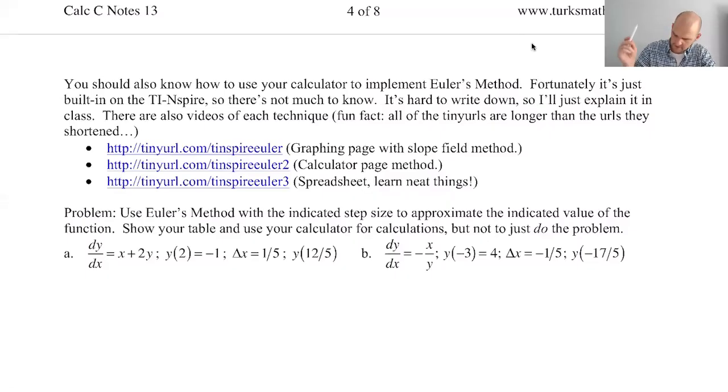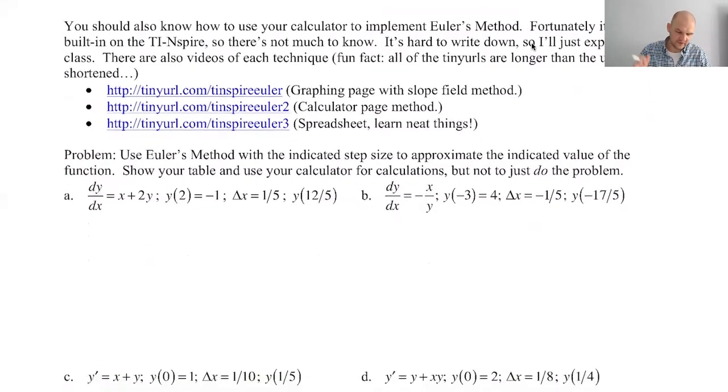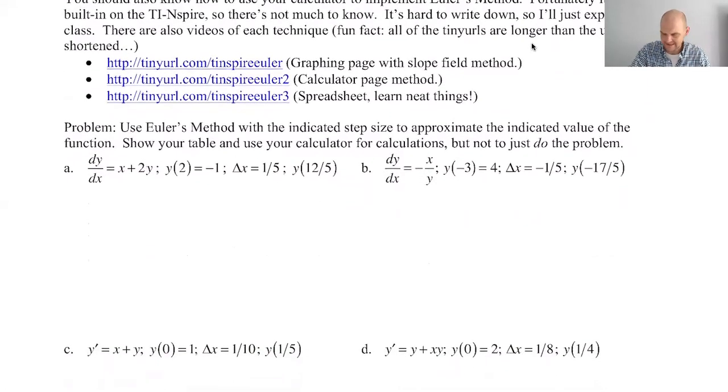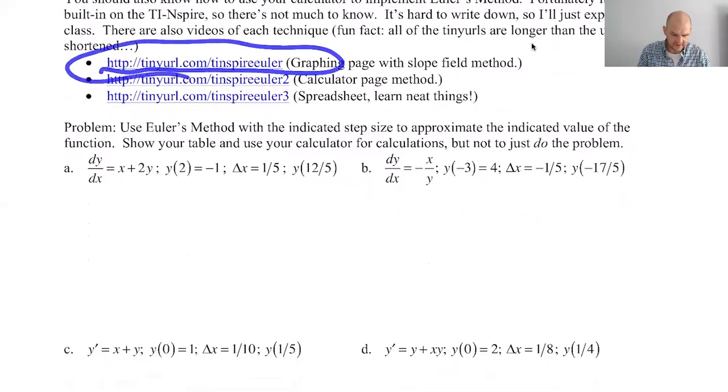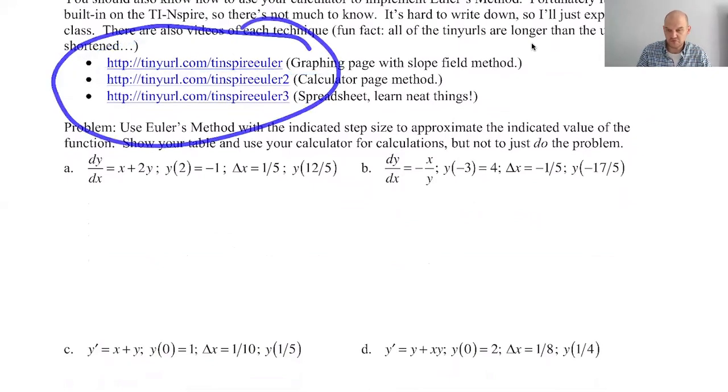All right, we're back. We're going to be on page 5 of Notes 13 of Calc C. We're talking about Euler's method. If you are looking at the PDF on a computer, these links should be clickable. If not, I don't think I can click them right now, and I haven't checked them in years. I assume that they're still valid.